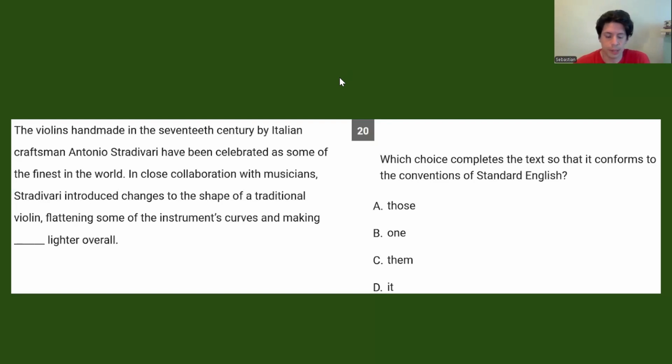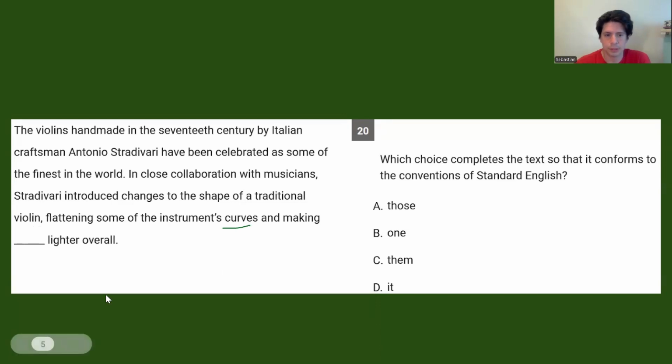Those, one, them, it. So again, it's about number. Now, is it going to be plural or singular to start? So making what lighter overall? Helped introduce changes to the shape of a traditional violin, flattening some of the instrument's curves and making blank. So the trick here is this word. This is where they trick you because they have this word curves, which is a noun. And you can think, oh, they're talking about making the curves lighter, but it's not about curves being lighter. I don't even know really what that would mean. It's about making the violin lighter.